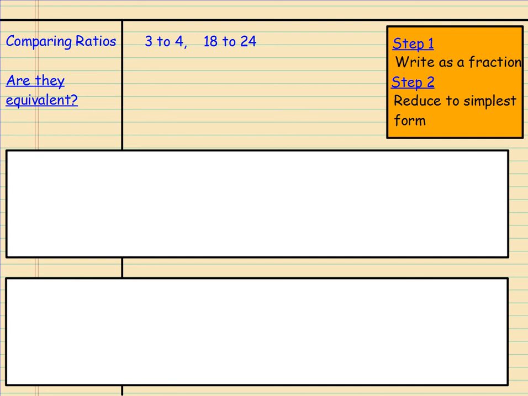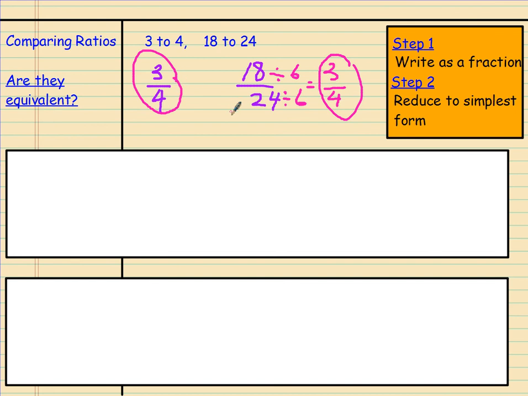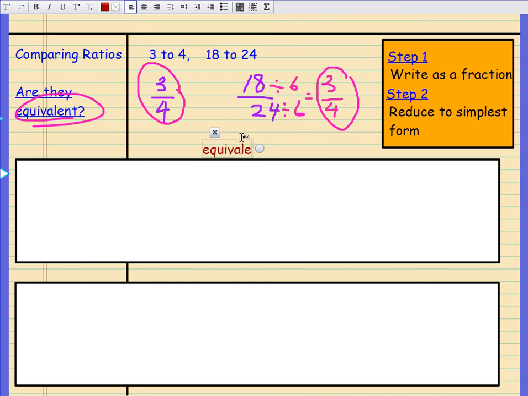So let's look at this. We have 3 to 4 and 18 to 24. Now, is 3 to 4 in simplest form? Yes, it is. We can't do anything to the numerator and denominator. Is 18 to 24 in simplest form? No, it's not. We can divide both numerator and denominator by 6. And we get, oh look, 3 to 4. Now both of these are equal, so we call them equivalent. These are equivalent ratios.